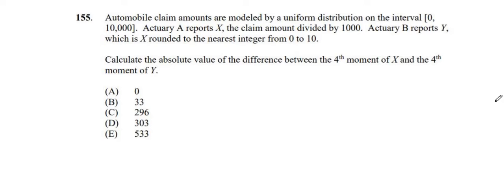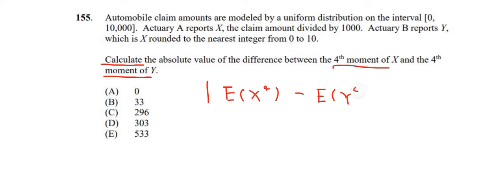For this problem, what we need to calculate is the absolute value of the difference, |a minus b|, between the fourth moment of x and the fourth moment of y. So we want to find E[X^4] minus E[Y^4]. Okay, so what is x? What is y?